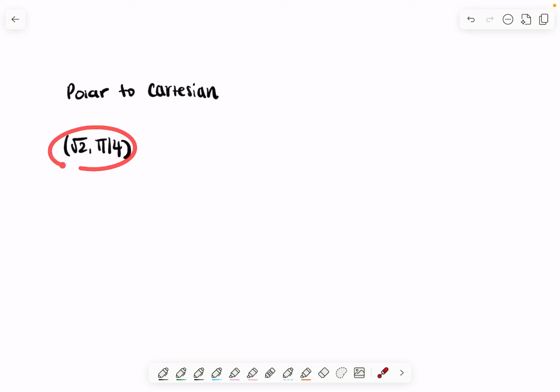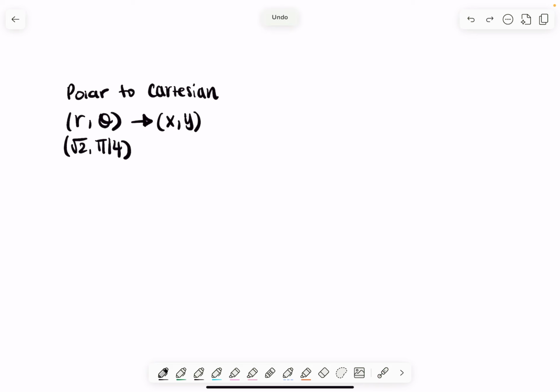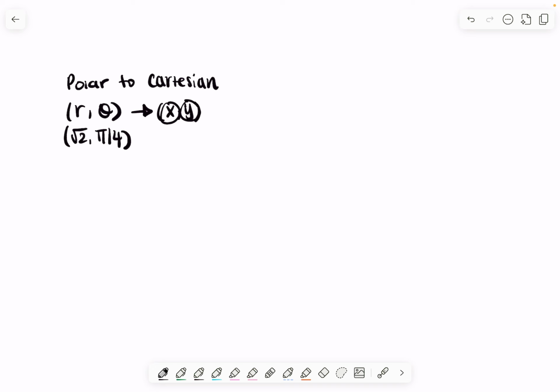Here we're given a polar coordinate, so a coordinate with radius r and angle theta, and we're trying to find the Cartesian point or Cartesian coordinate x, y that this polar coordinate represents. So we need to find x and y.